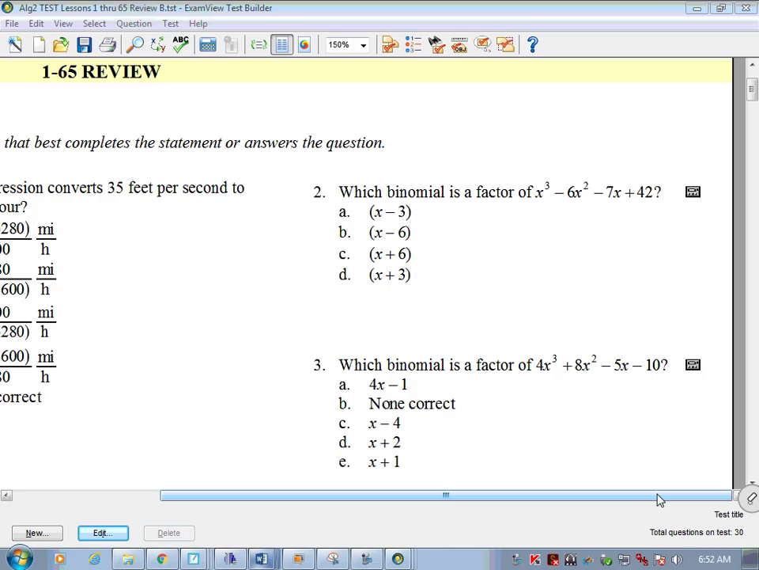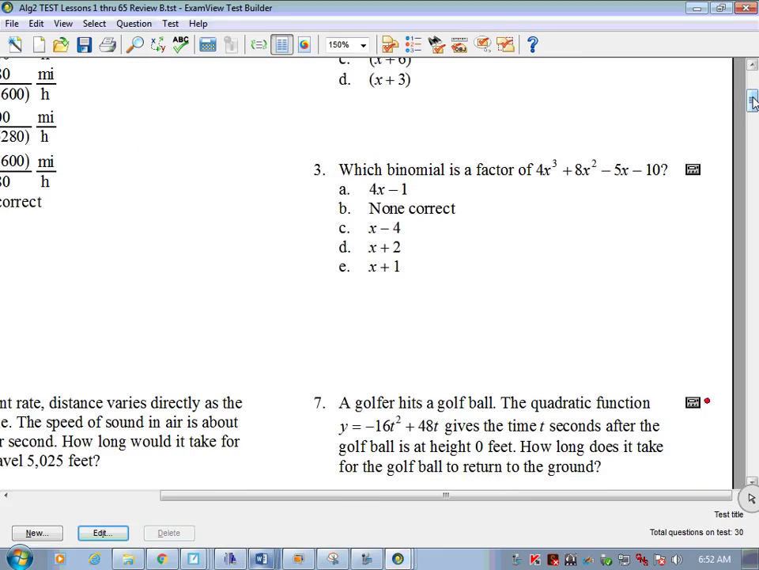Okay, let's come down to number 3. Which binomial is a factor of 4x cubed minus 8x squared minus 5x minus 10? Okay, and we'll see how well this one works out. All right, start off with, it looks like we can take out a 4x squared, leaving me with x plus 2. Over here, it looks like we could take out a -5, leaving me with x plus 2.